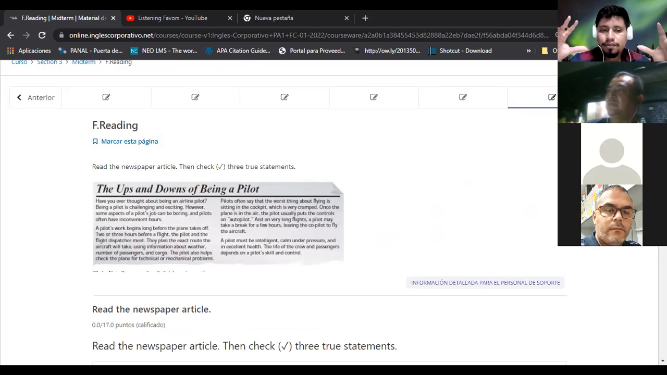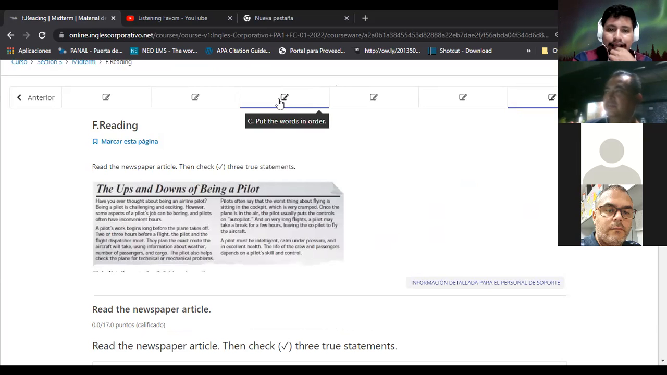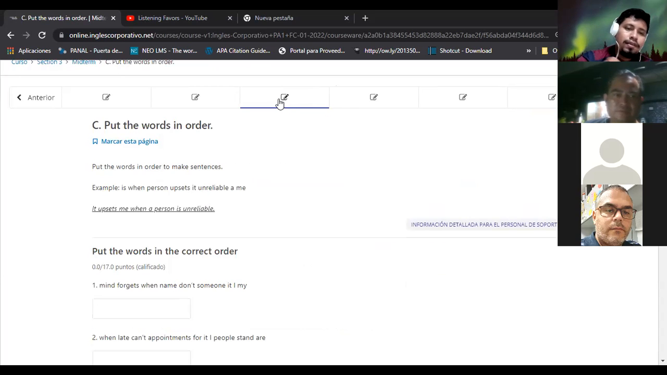Okay. Teacher, tell me for the section C, the middle section text. C. Yes, I can. Put the words in order. Oh, it says put the words in order to make sentences. Oh, in this case, what we're going to do here is just to unscramble the words.